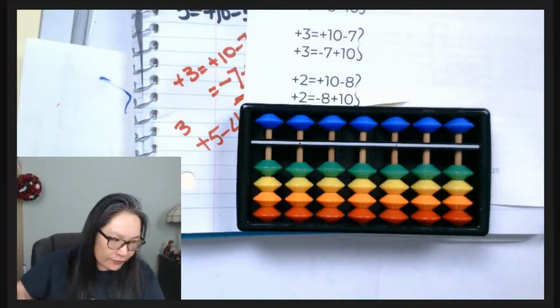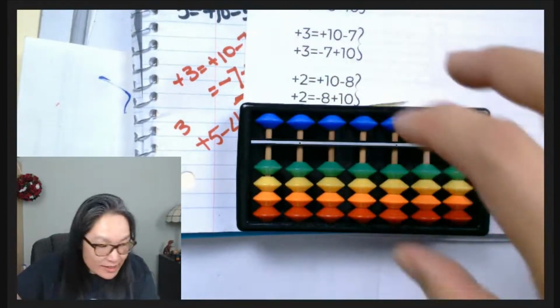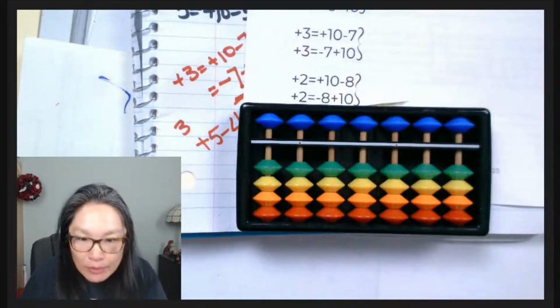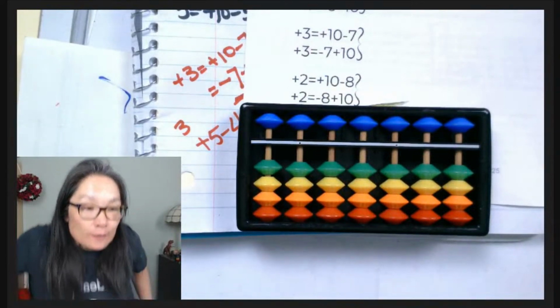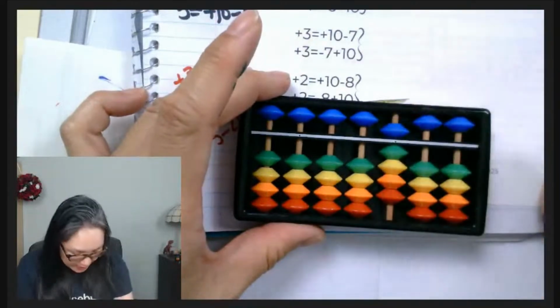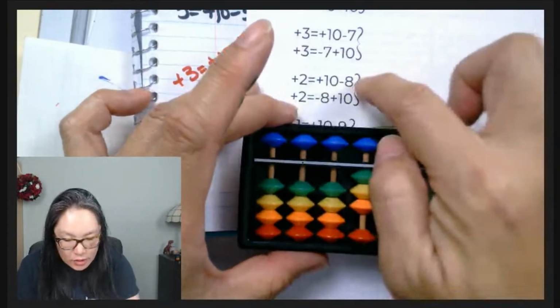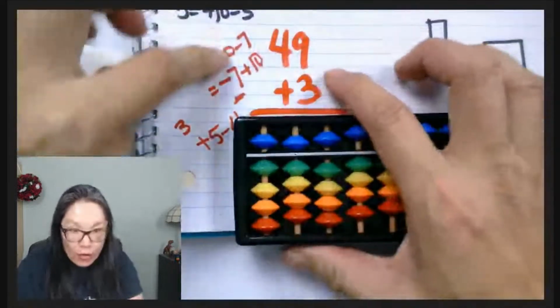The abacus just helps minimize mental labor. Okay, so we understood that this is 9. So this is 9, and then this would be 39. And so what we did here, we did 49.